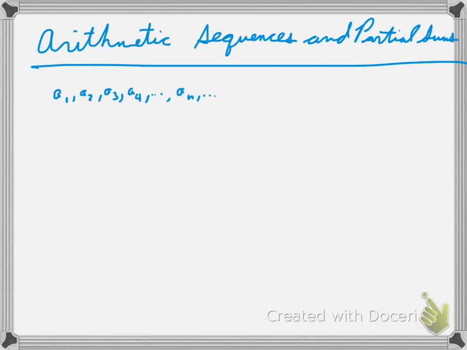The difference between the terms, so from A sub 1 to A sub 2, should be the same as from A sub 2 to A sub 3. So if I were to subtract A sub 1 from A sub 2, that's the same as if I were to subtract A sub 2 from A sub 3. And so on, continuing on. They should all equal the same value, D. This D is called the common difference.